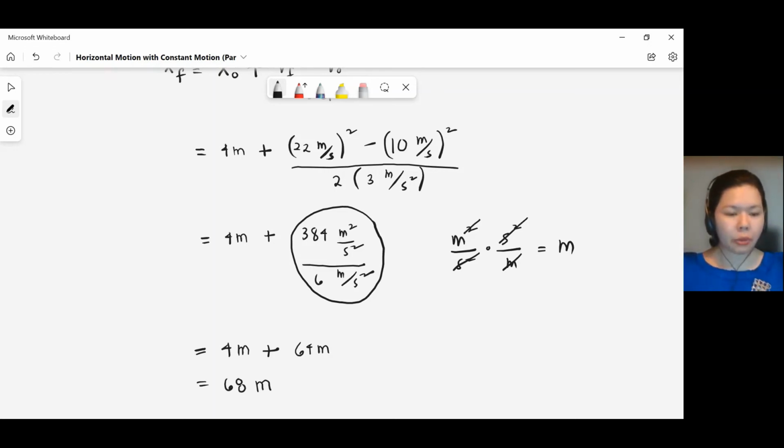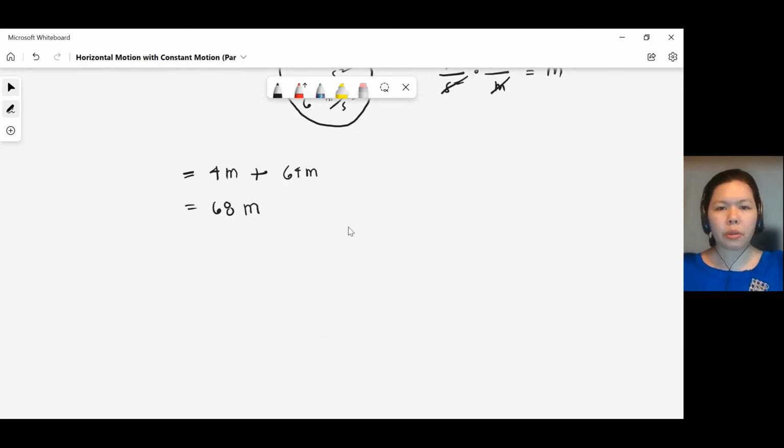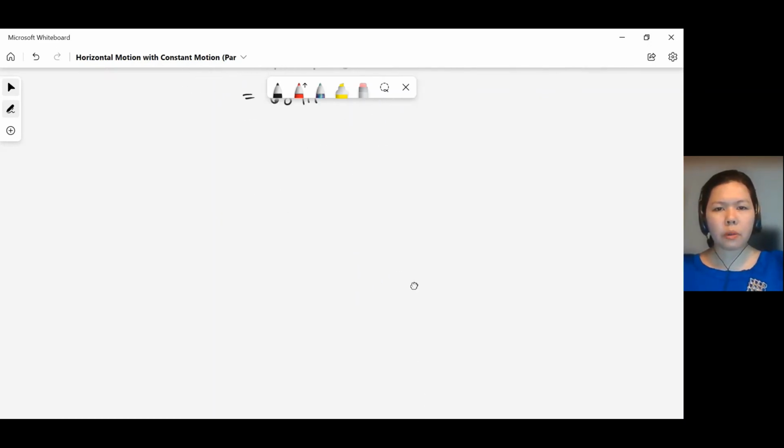Now, to satisfy our curiosity whether all the three equations are interrelated to each other and will yield the same answer, we will solve for xf using equation 1.3. We should get the same answer, 68 meters. So let us now use equation 1.3. Because right now we have used equation 1.1 and 1.2.